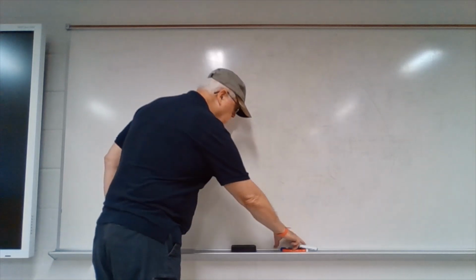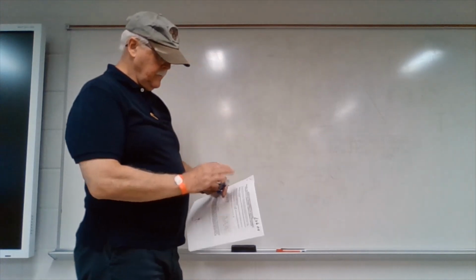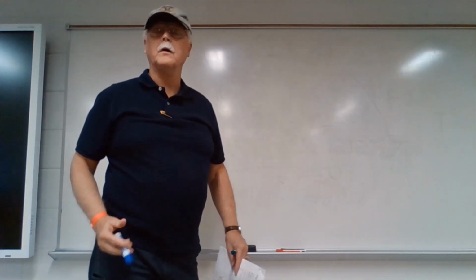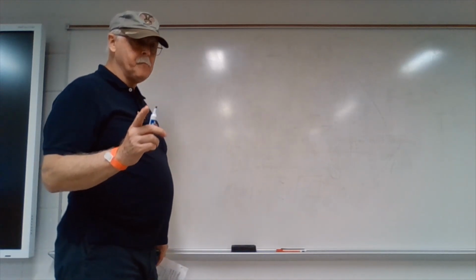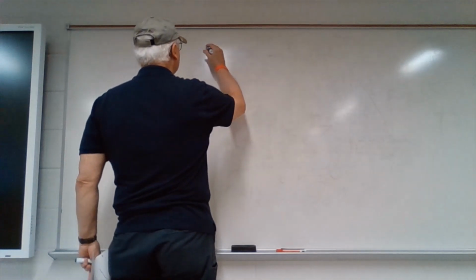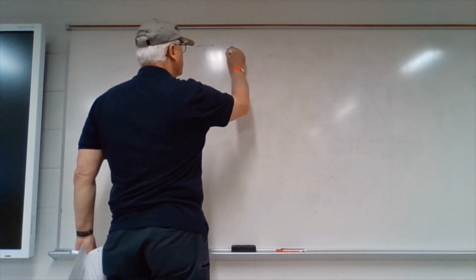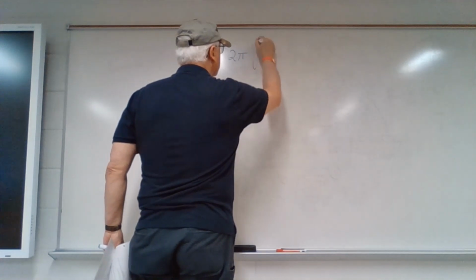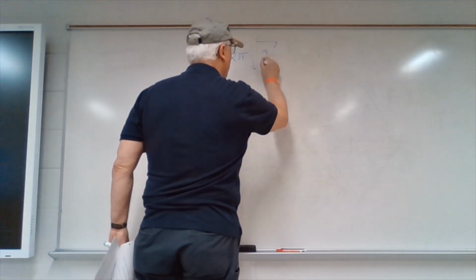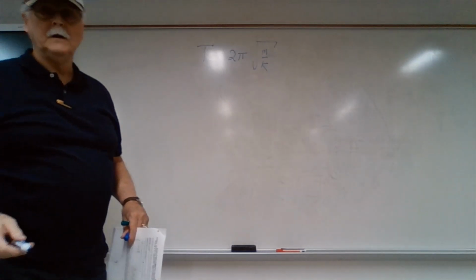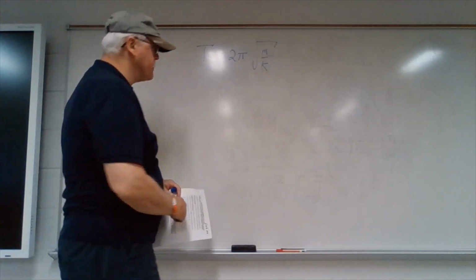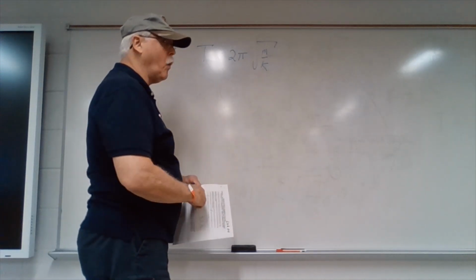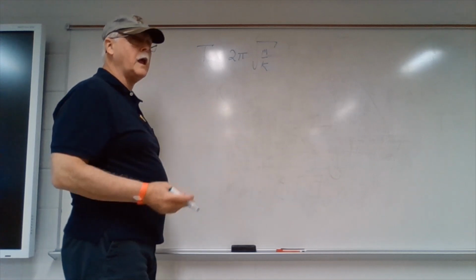I'm going to write the first equation up here for the time period for a spring. Now you saw this equation in lab 1. So we have the time period is 2 pi times the square root of m over k. Now, if you recall, in lab 1, we plotted a bunch of points and ascertained what k was.